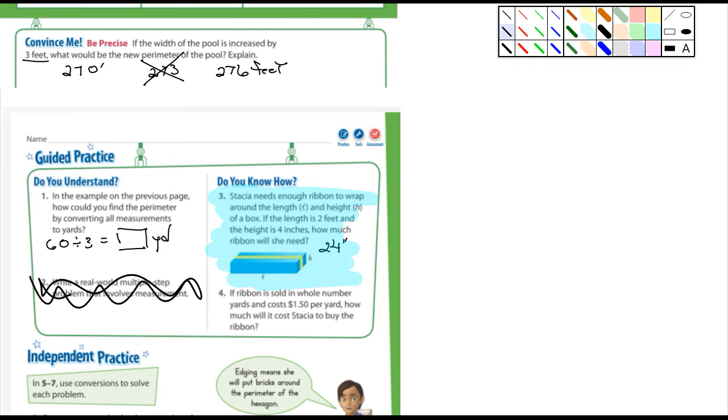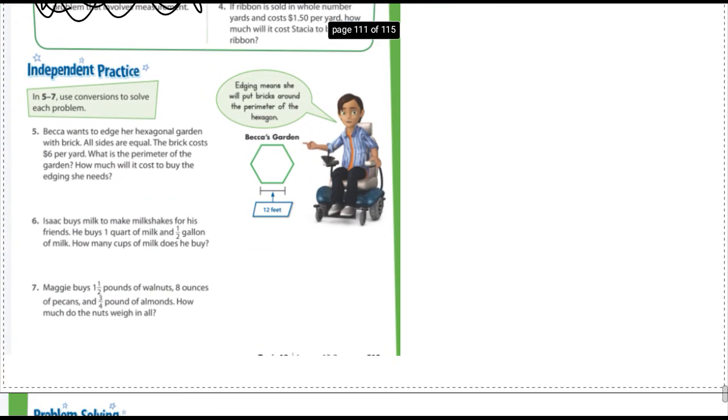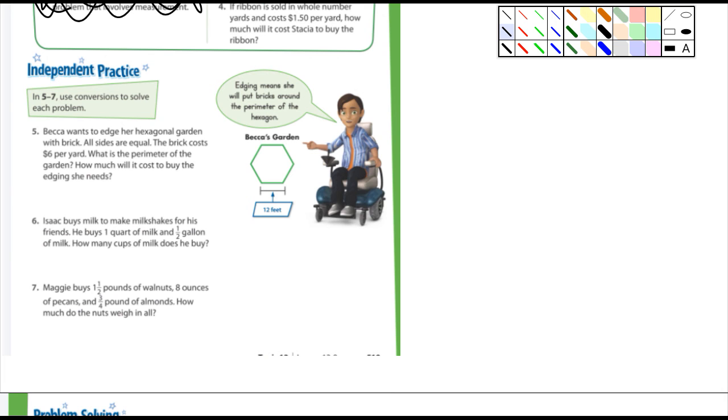Let's move down. Let's go to the independent practice and look at one of those. Isaac buys milk to make milkshakes. I'm looking at number 4 here. For his friends, he buys 1 quart of milk and a half a gallon of milk. How many cups of milk does he buy?